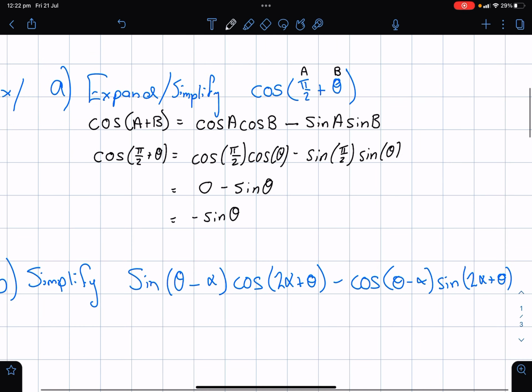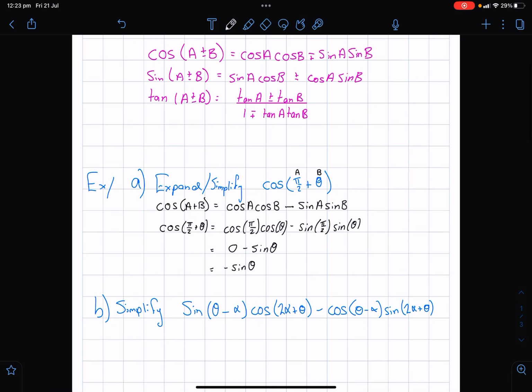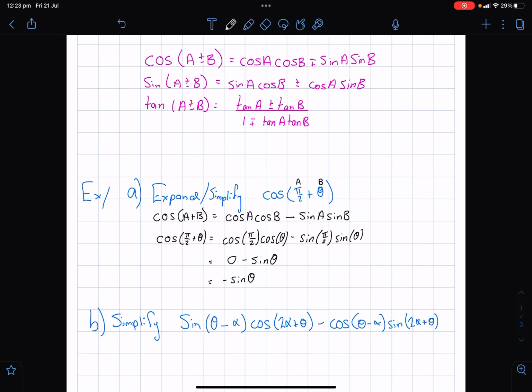Now we want to simplify sine of theta take alpha times cos of 2 alpha plus theta, take cosine of theta take alpha, sine of 2 alpha plus theta. Now, this is where it gets a little bit tricky. We need to identify which one we're using. Now we've got sine, cos, take, cos, sine. So this is the one we're going to use. I'm going to use the minus version, so we've got to use the minus version in here.